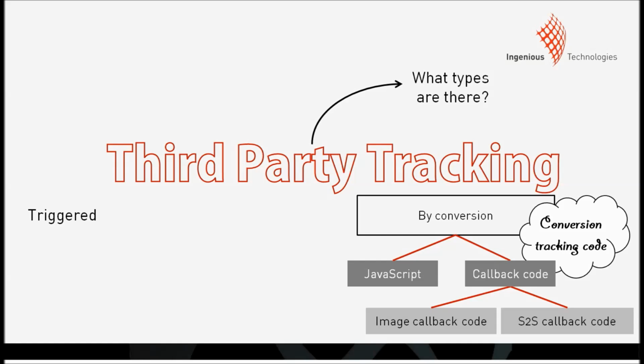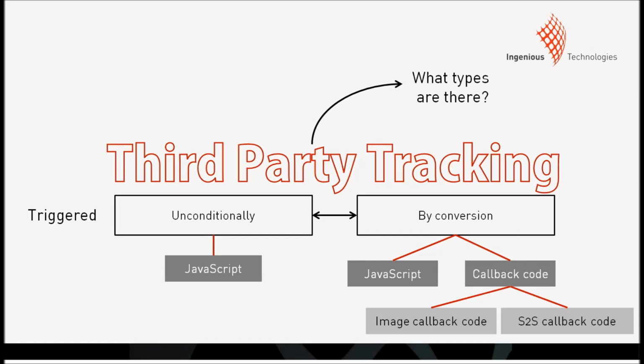To finish this video, let's go through all the different third-party tracking codes once more. We have the JavaScript codes in the container of the on-page code that are fired unconditionally. JavaScript can also be included in the container in the conversion tracking code, which is fired only when a conversion has been made. The container of the conversion tracking code can also be used to implement image callback codes. Finally, server-to-server tracking codes are fired by the tracking server, which makes them more reliable.